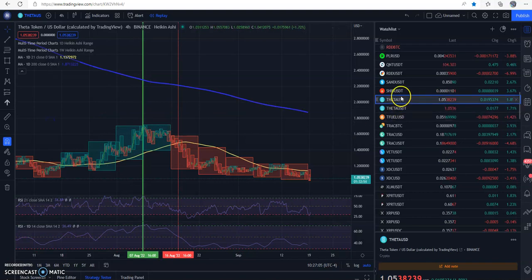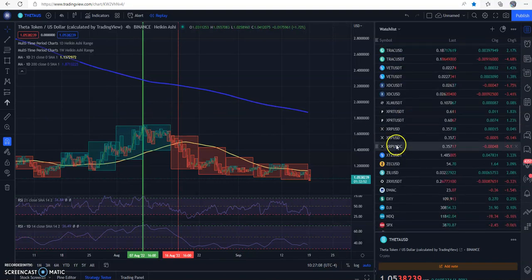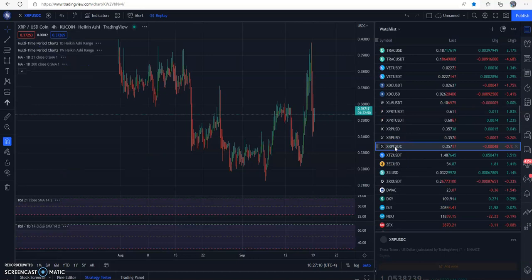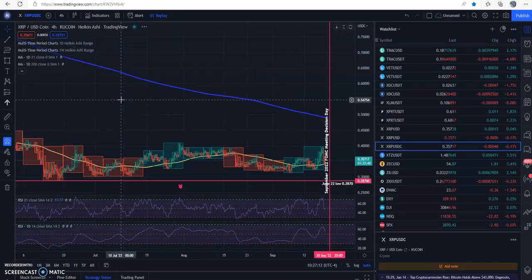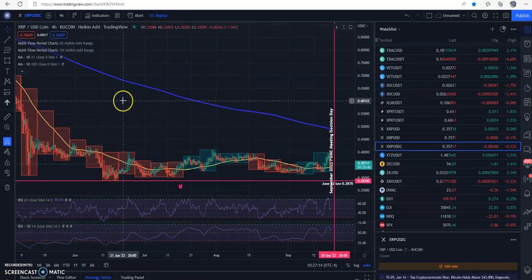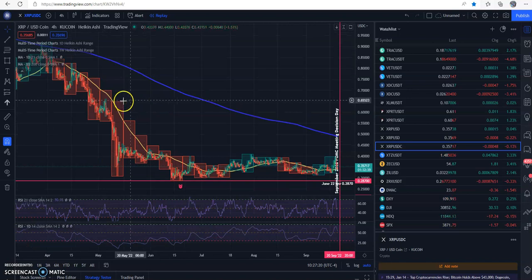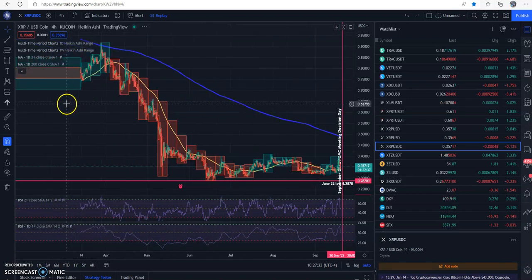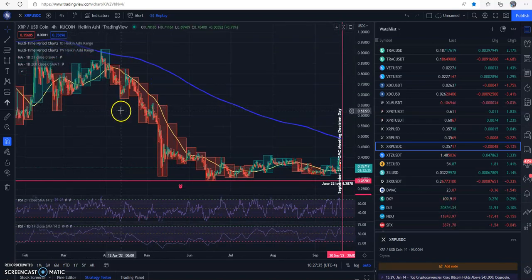Okay, so that's the Theta. Let's go down here to XRP. Just take a look-see at some of these different ones and see where we're at. So if we look, here we're below the 30. So right here, all this time, if we trace it back to the first time it crossed below that, is right there.